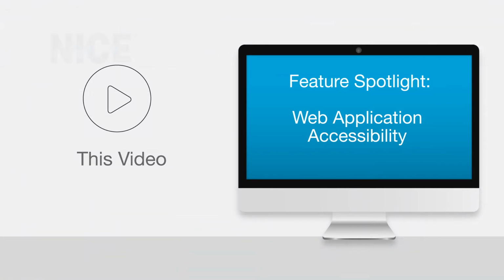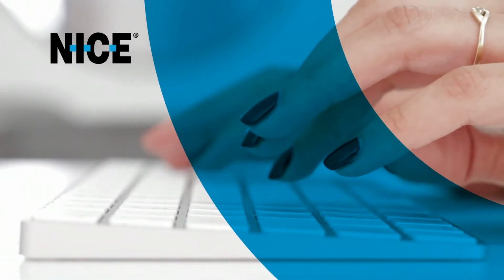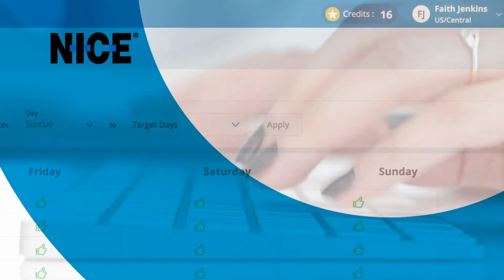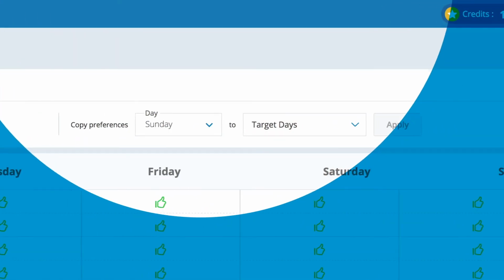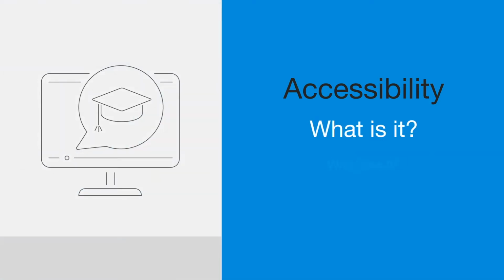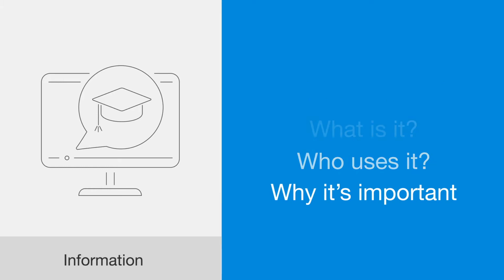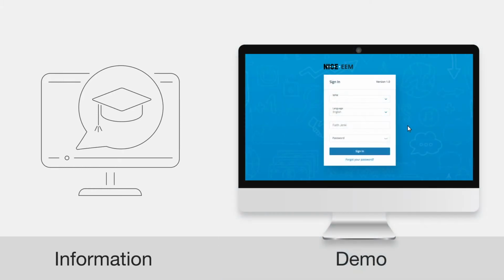With our new focus in version 8.5, the EEM web application becomes more accessible and inclusive to all users. In this video, we'll discuss what accessibility is, who it's for, why it's important, and how to use the built-in accessibility features of the EEM 8.5 web application.